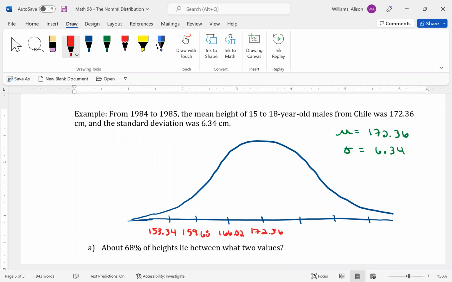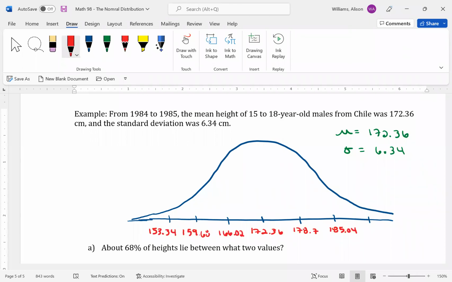Okay, so now I'm going to come back to 172.36 and add 6.34. This is going to give me 178.7. Add it again, I'm getting 185.04. And one more time.